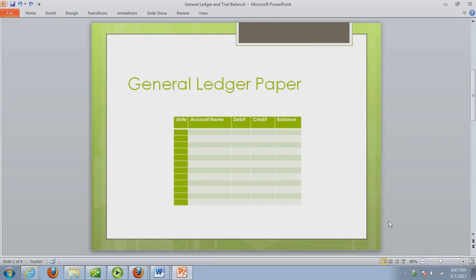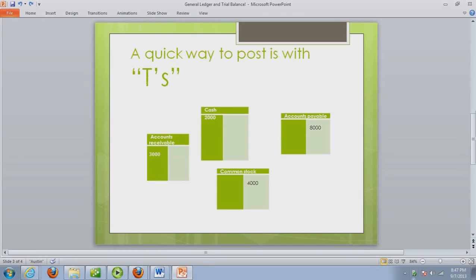Now, since software does this, and we're just trying to teach the concepts, we're going to replace it with a different type of paper: T accounts. They are short versions of the ledger. You can see we put the account titles in the top. The left side is the debit side and the right side is the credit side. So they can be small. You can have a number of them on one page so you can quickly do the posting process.